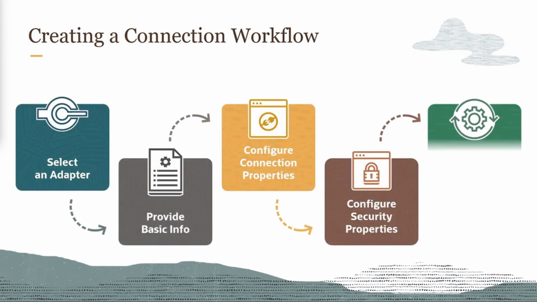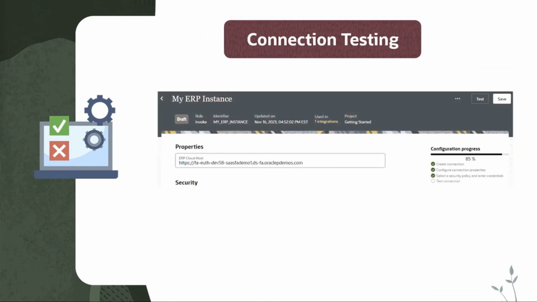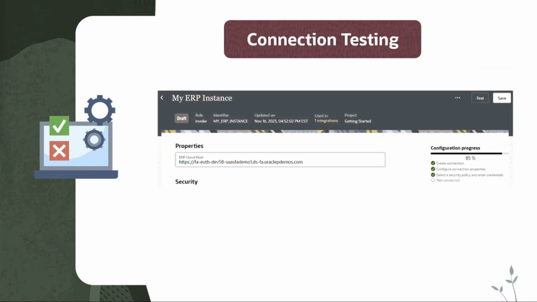Once you have defined all of the required connection and security properties, it's time to test. In fact, until you have performed a successful test, your connection resource will continue to remain in a draft status and won't be available to use in integrations. Now, testing is easy. At the top of the page, next to the Save button, you click Test.